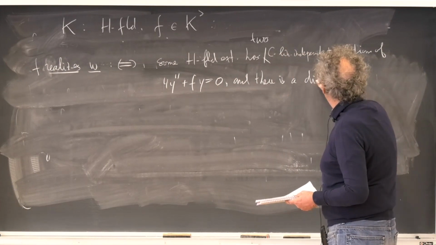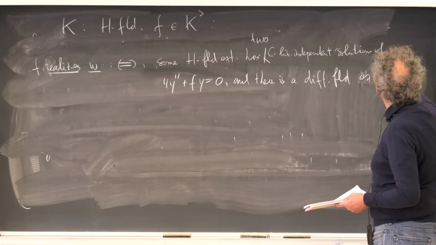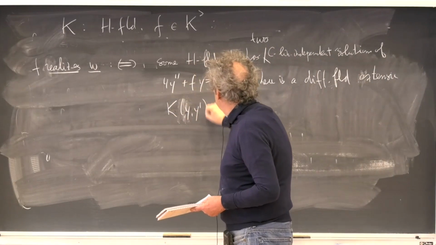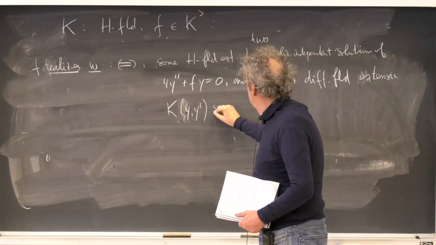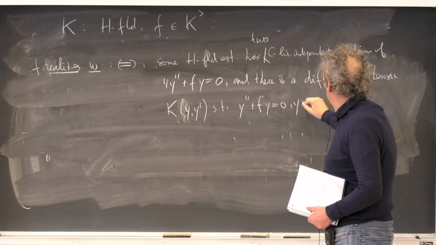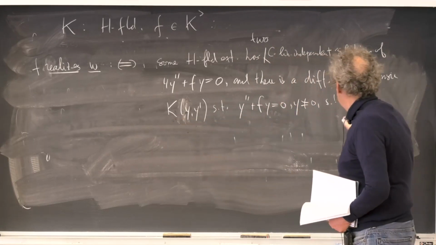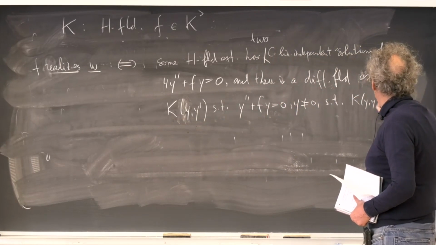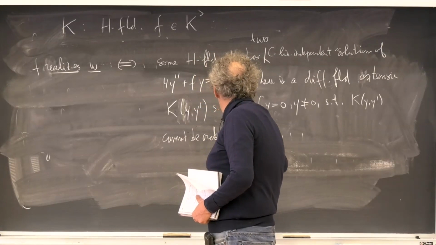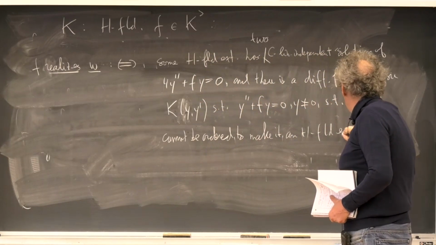So there is a differential field extension, not an H-field extension, K(y), in fact just as a field, it's just generated by y and y', such that y'' plus fy equals zero, and y not zero, such that this cannot be ordered in such a way that it becomes an H-field. Such that K(y, y') cannot be ordered to make it an H-field extension of K. Okay.